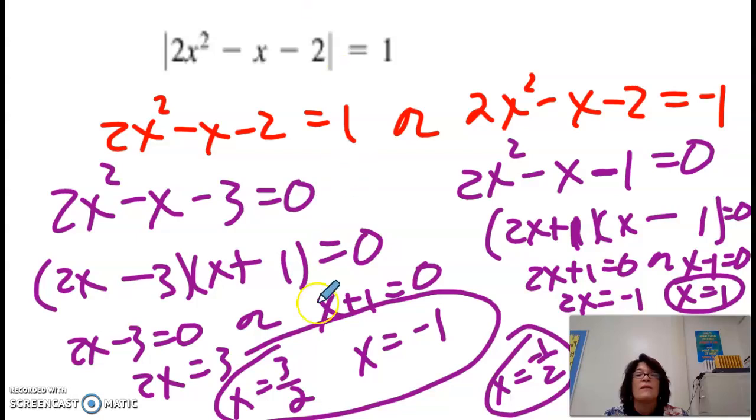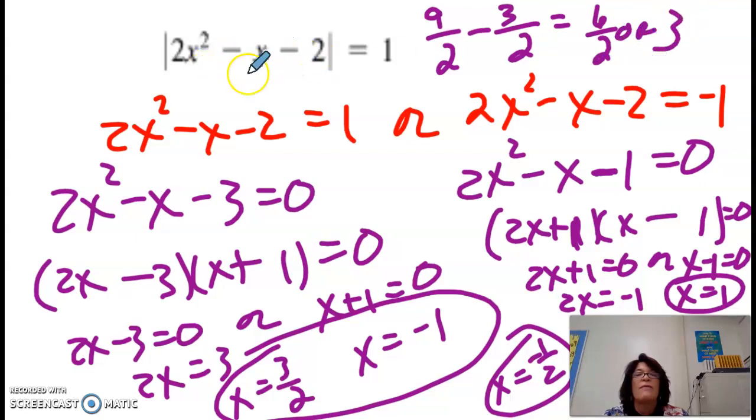Doing well here. 3 halves. 3 halves squared is 9 halves. No, 3 halves squared is 9 fourths. 2 times 9 fourths is 9 halves. Okay, so I'm going to have 9 halves minus, what was x? 3 halves. Minus 3 halves. So that's 6 halves or 3. So I have 3 minus 2. Yep, that's 1. Oh my goodness, all 4 of these work. Fantastic.